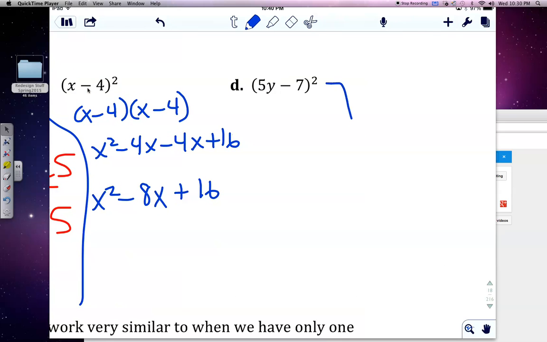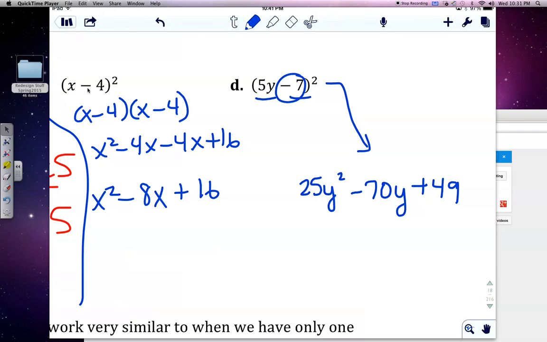If you want to do the shortcut, you would do first times first, which we write out twice, and you would get 25y squared. And then this time this is going to be negative 35y. If you double that, you'll get negative 70y. And then this squared will give you plus 49. So again, if you want to, you can go ahead and write it out twice, FOIL it out, combine the two middle terms, and you would still get the same answer.